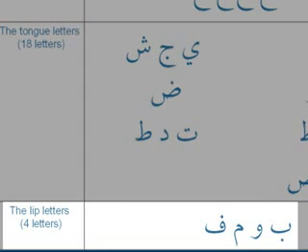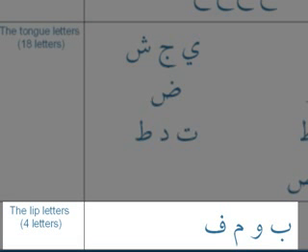Then the lip letters, i.e. the letters that require the lips to be involved, is the ba, the waw, the mim, and the fa.